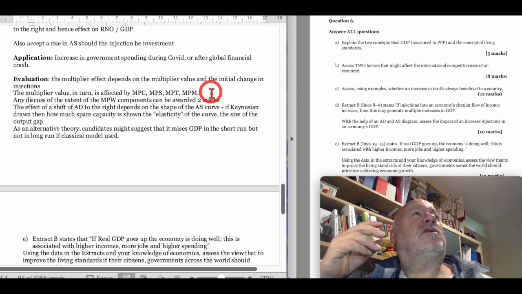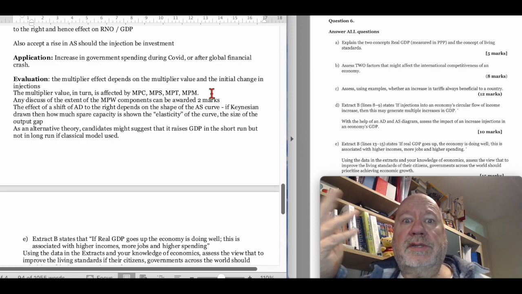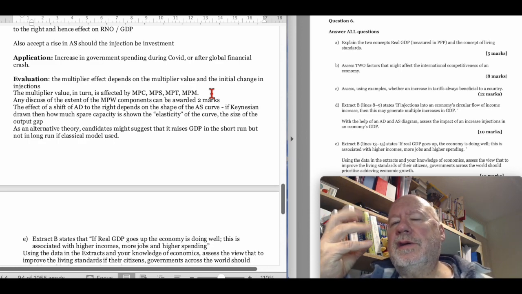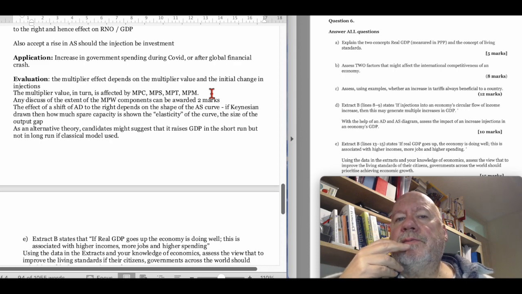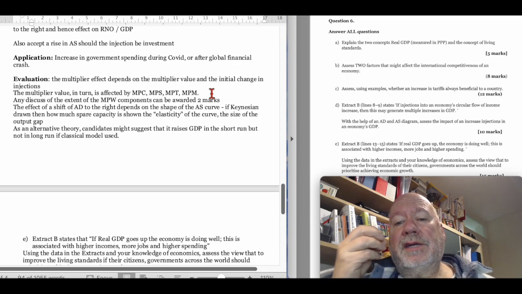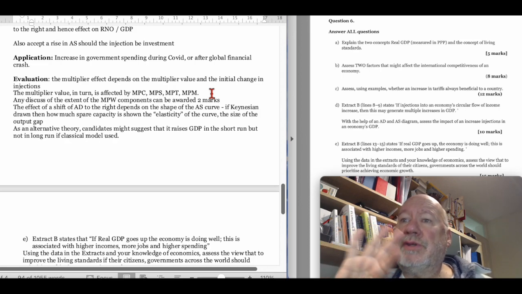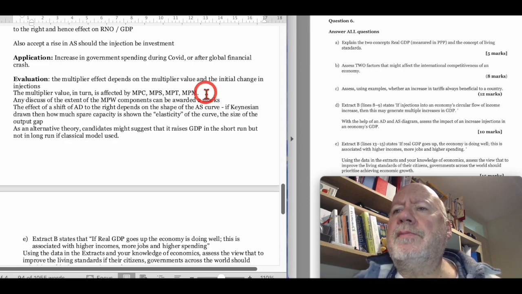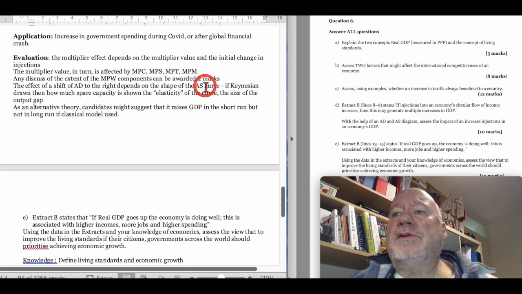And you need to know what is happening to the savings ratio, which is the marginal propensity to save. What is happening to taxes, marginal rates of tax. So these are important things that you need to get hold of, these little, as I say, snippets of information, so that you can talk sensibly about them. The effect of that shift depends on the shape of the AS.